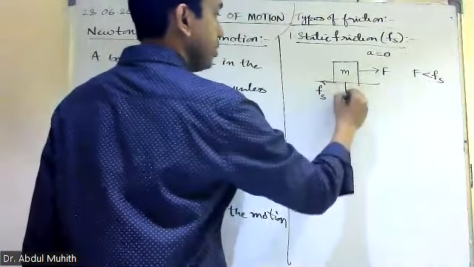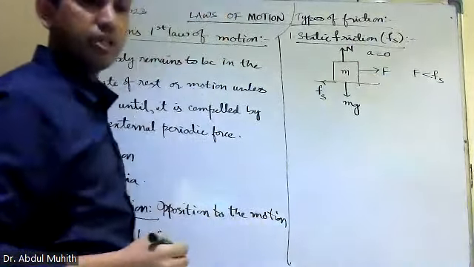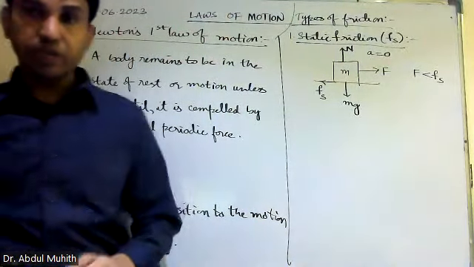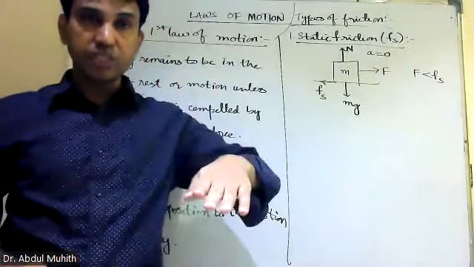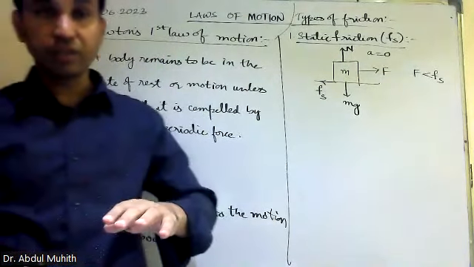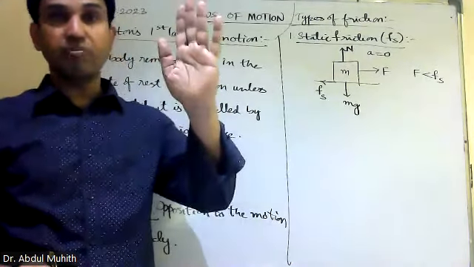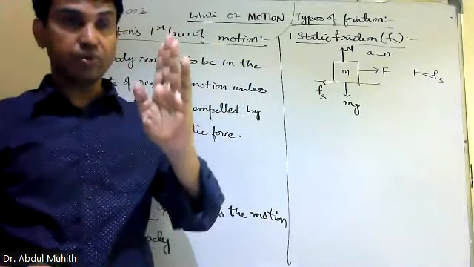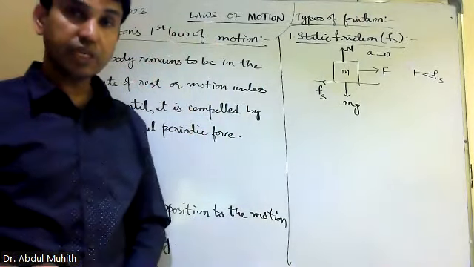Here, mg is acting downwards and the normal reaction is acting upwards. Suppose you are sitting on a chair. If only one force were acting, only weight downwards, then the chair would have to sink into the ground. The building would have to sink, but it doesn't happen, because there is an equal and opposite force acting vertically upwards. When the weight is acting downwards, the normal reaction is acting upwards. So that happens in static friction. Is that clear?